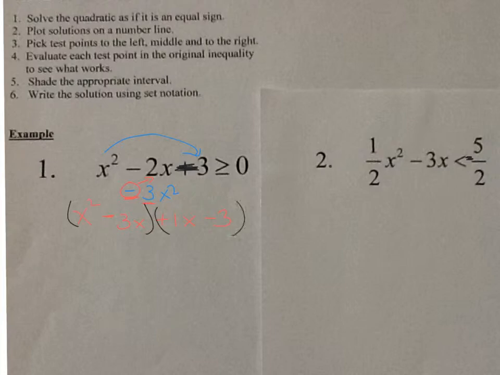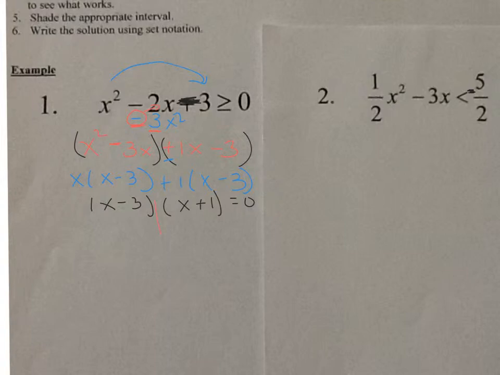Group the first two, group the last two. The GCF is x times x minus 3. I have a 1 here, so put the 1 on the outside. The GCF is 1 times x minus 3. So my factors are x minus 3 and x plus 1 equals 0, because we're just pretending it's equal to 0 right now. And you're going to finish solving this.